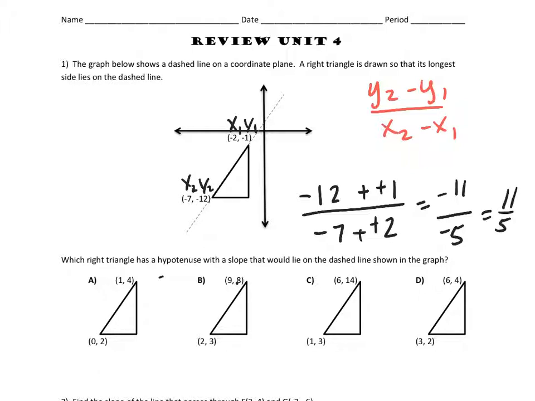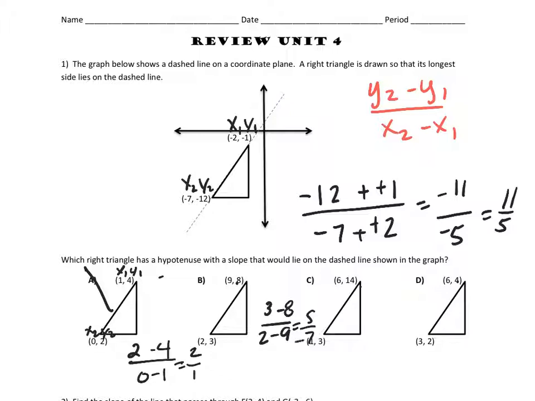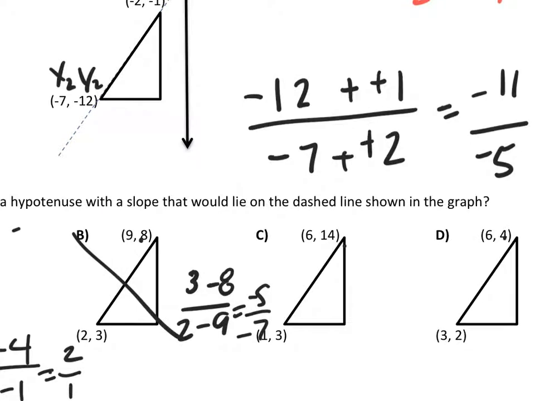So I need to find which one of these triangles matches that. So I could label my points x1, y1, x2, y2. 2 minus 4 over 0 minus 1. I know that's not going to be it right there. It's going to be 2 over 1. Okay? So not it. B is going to be 3 minus 8 over 2 minus 9. Well, that's 5 over 7. That's not going to work, right? Negative 5 over negative 7. Not it.